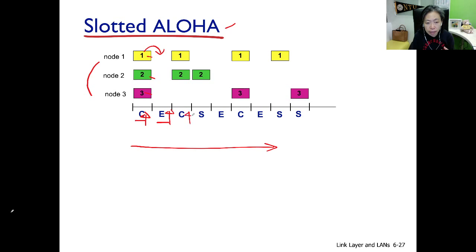Third slot, 1 and 2 decide to retransmit. Again, collision. So we get a collision slot again. Fourth, finally, 2 is the only one that decided to retransmit. So this will come through and we have a success slot. And so randomness will continue to play, and eventually we see node 1 here is the only one transmitting. We get the second success slot. Node 3 is the last one and another success slot.